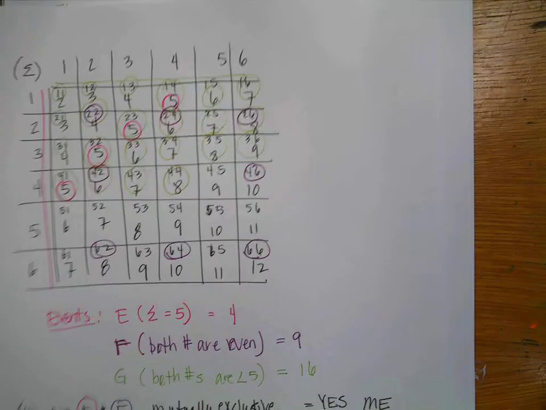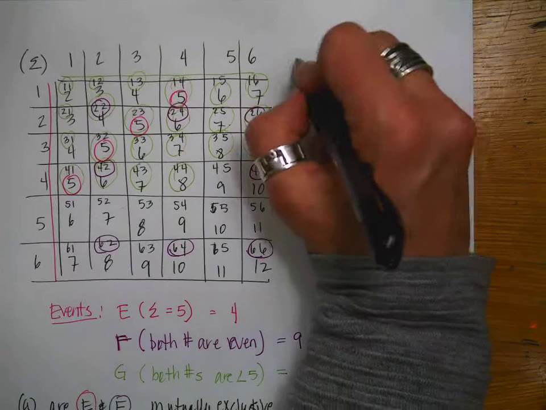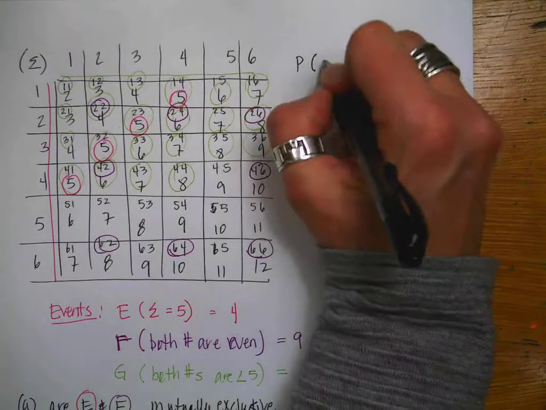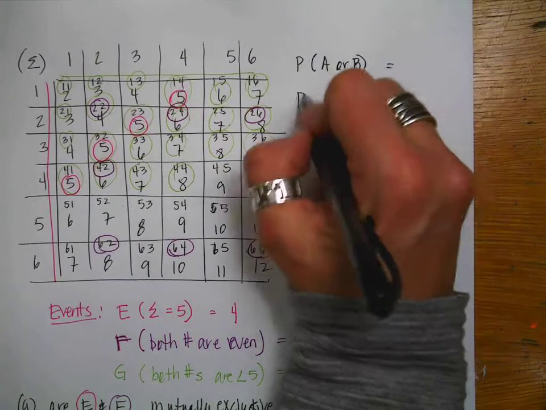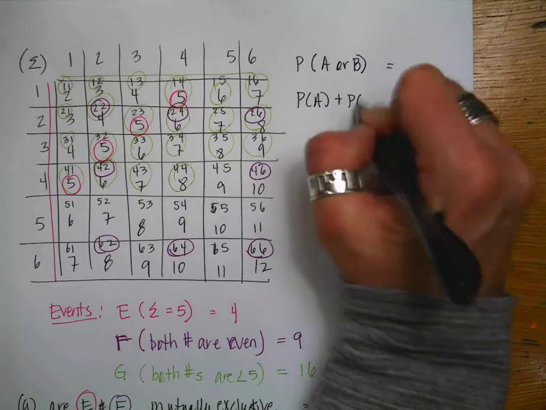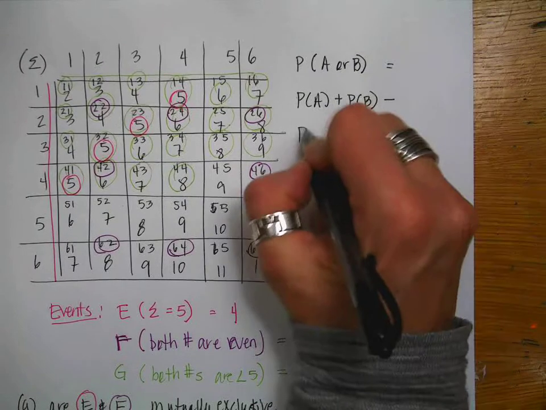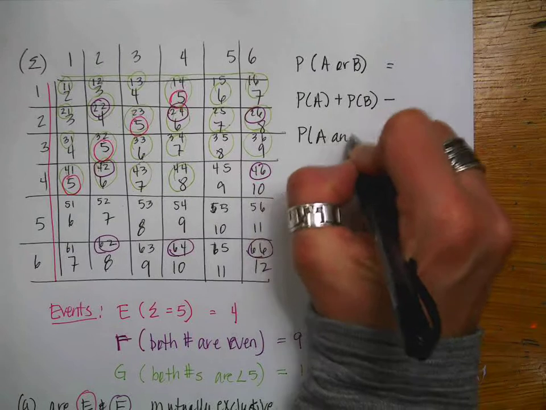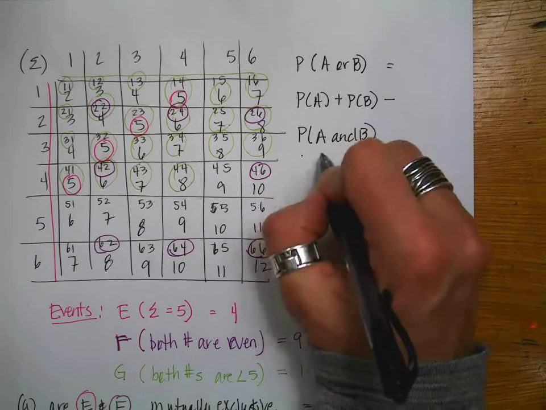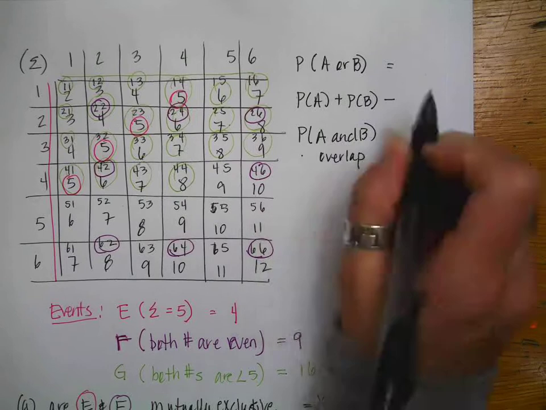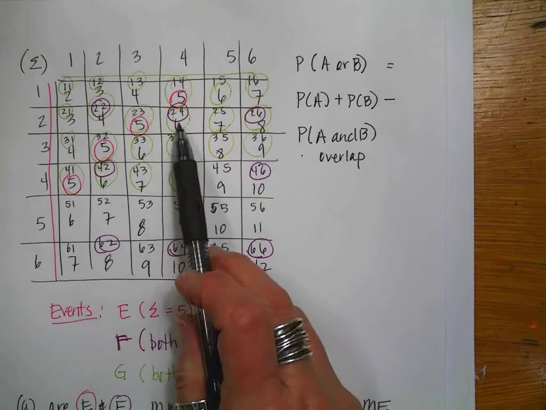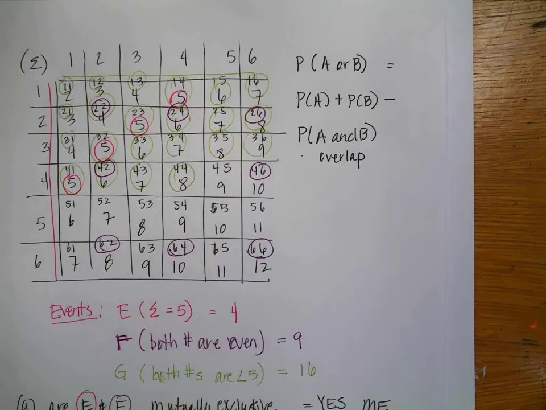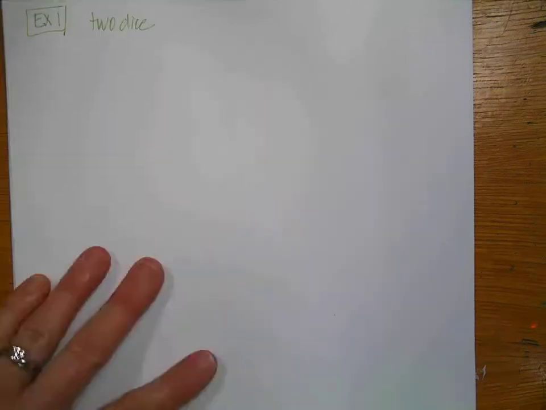So then what I want to talk about, and I'm going to do it right here because I want to be able to illustrate this on the dice chart, is what if I wanted the probability of A or B? Well, this is going to be the probability of A added to the probability of B minus the probability of A and B. And I call this the probability of the overlap. So if we were calculating probabilities on our dice chart and we had places where those probabilities overlapped, then we would have to subtract those areas where they overlap.